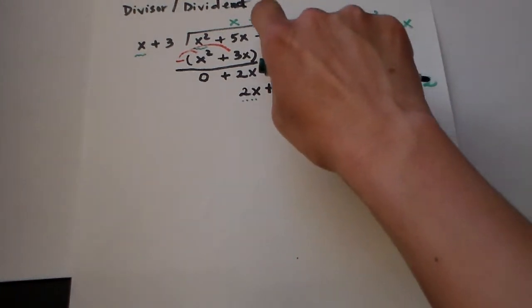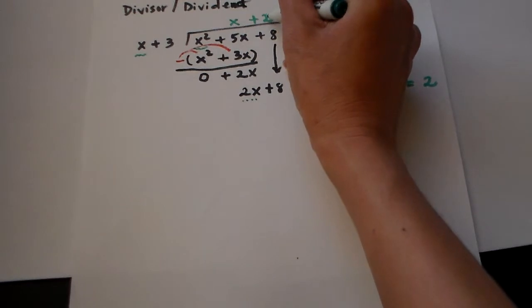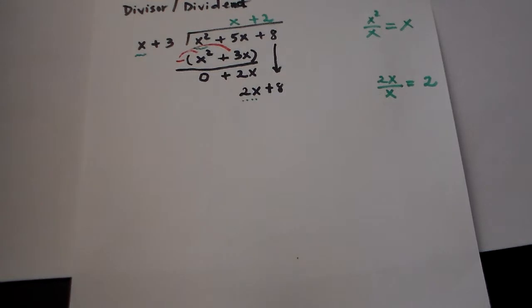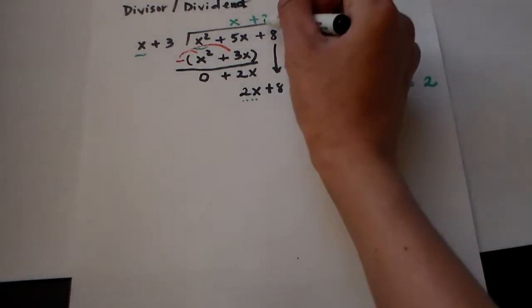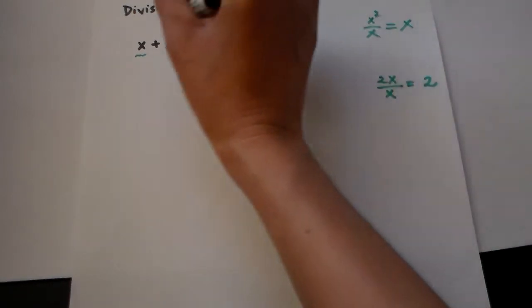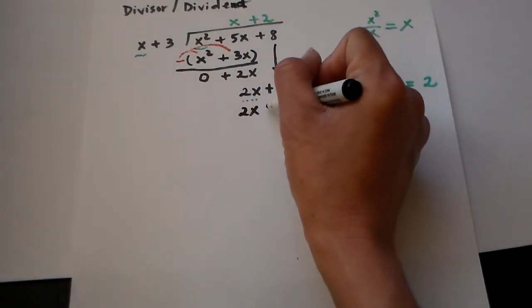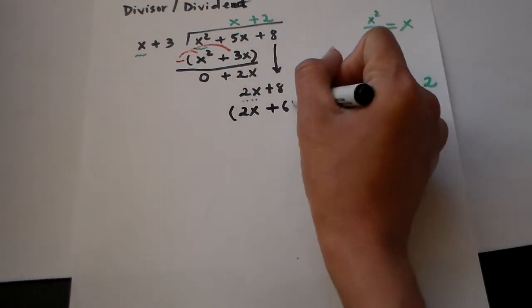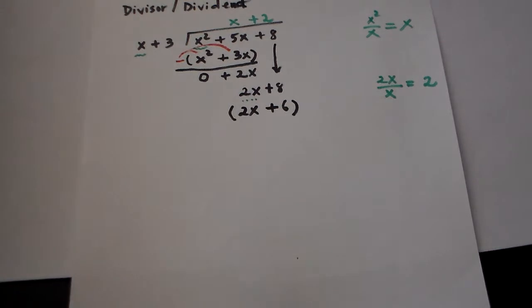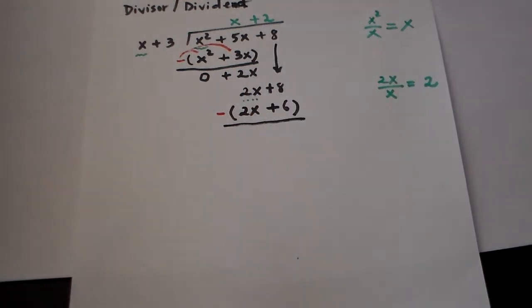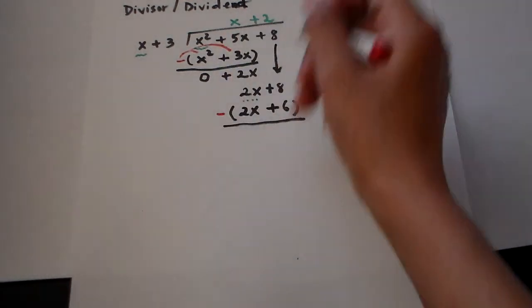Now remember this, you only take the 2, multiply by every term in the divisor. So 2 times x is 2x. 2 times 3 is positive 6. You follow the same procedure, put them in parentheses, and subtract. Okay? So make sure, very careful in this step, I always work from bottom to top.